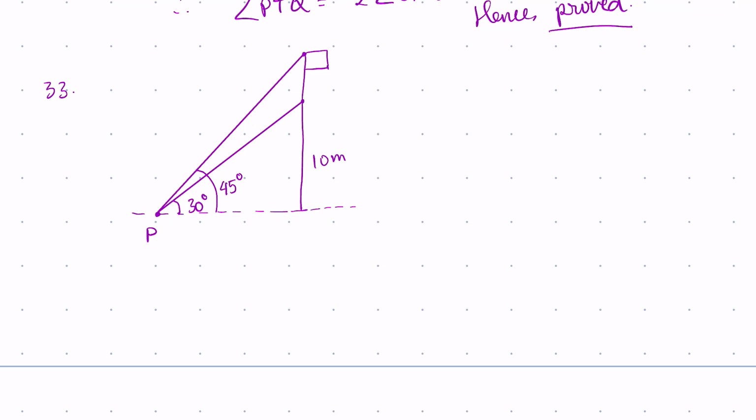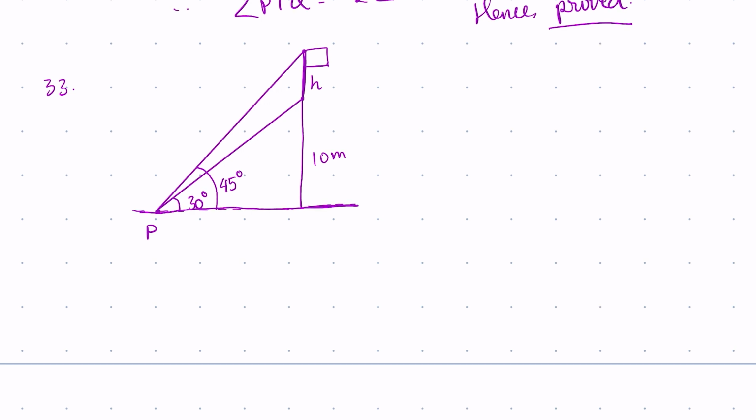So the angle is measured relative to some horizon. In this case, it's the ground, right? So we get the angular elevation in both cases. Find the length of the flagstaff. Let's just call this h. I need to find this distance, and the distance of the building from point P. Let's call this D. So I need to find this distance.